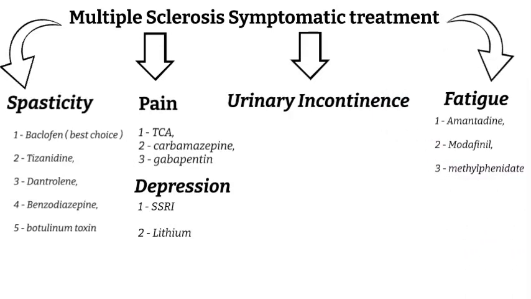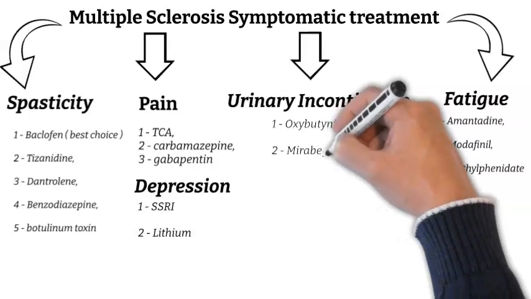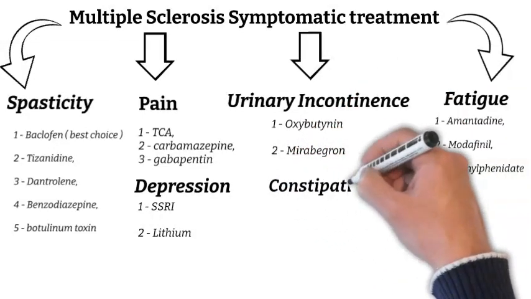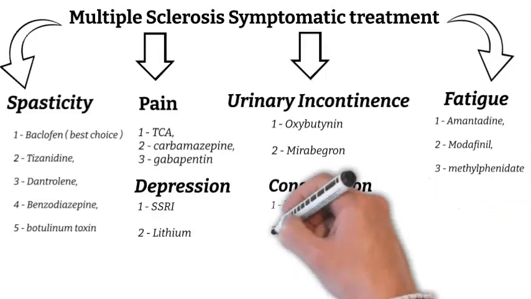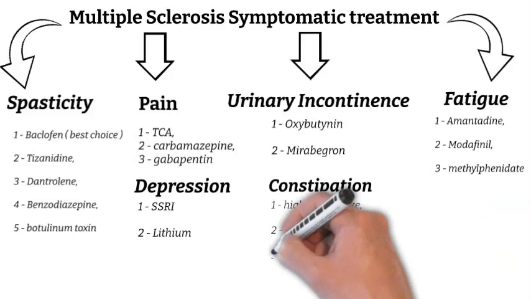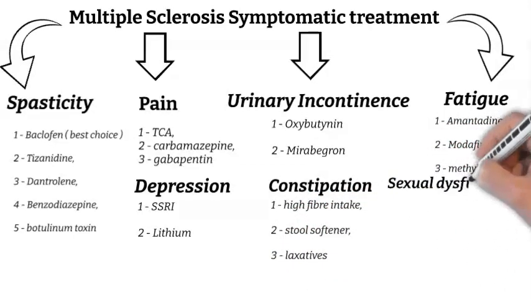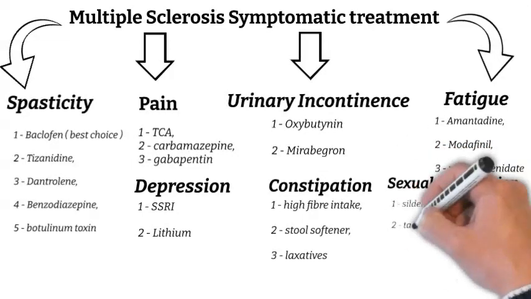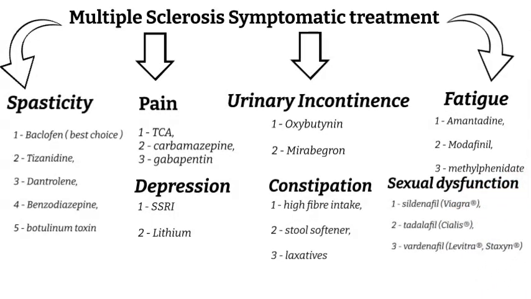Urinary incontinence mostly will be urge incontinence. So oxybutynin and mirabegron is the best choice. What if the patient has constipation? Easy. High fiber, stool softener, laxative. What if the patient has sexual dysfunction? Easy. Sildenafil, tadalafil, and vardenafil. Just choose one of them.